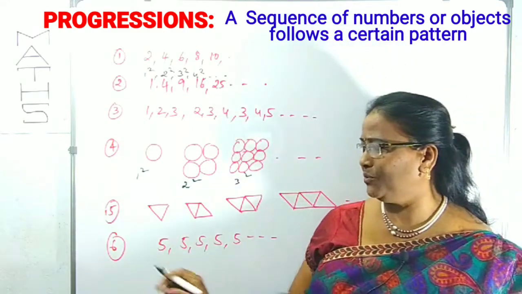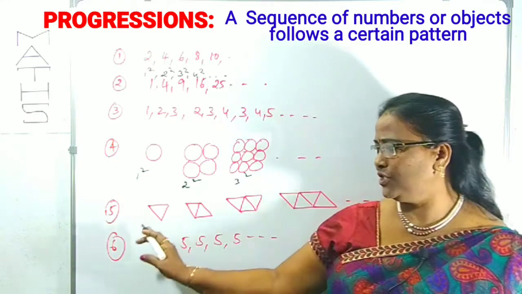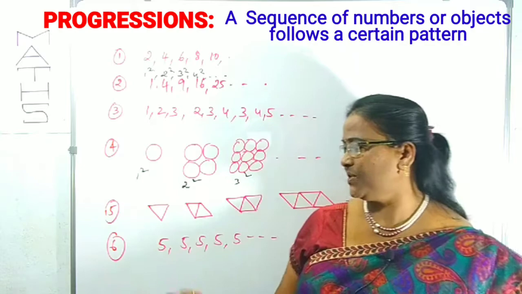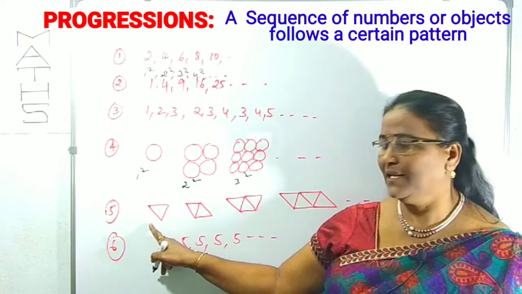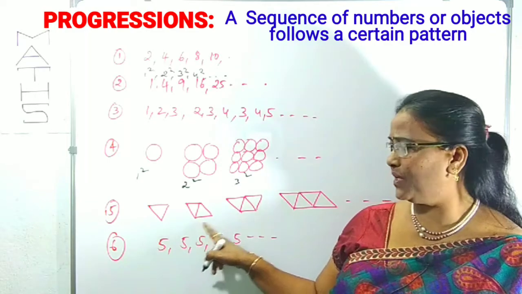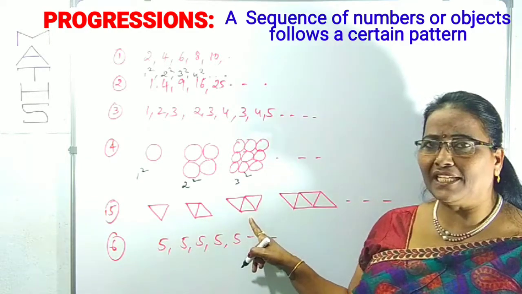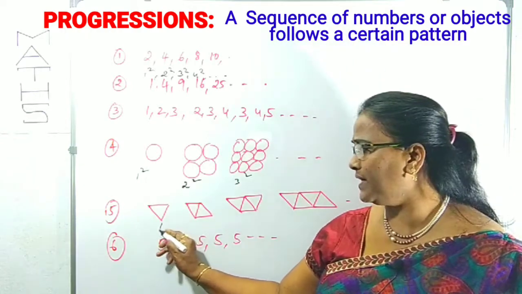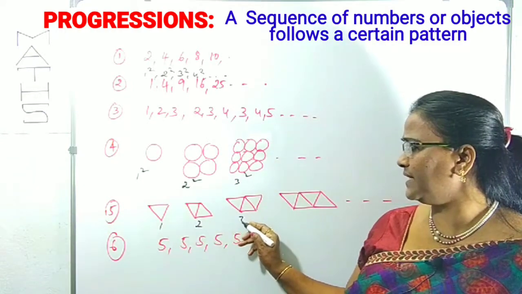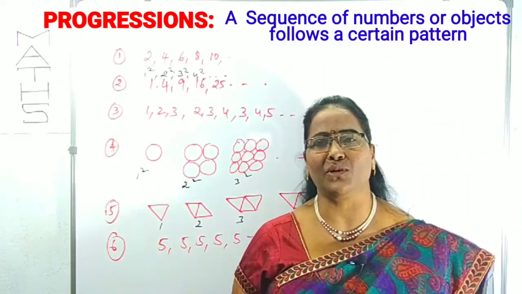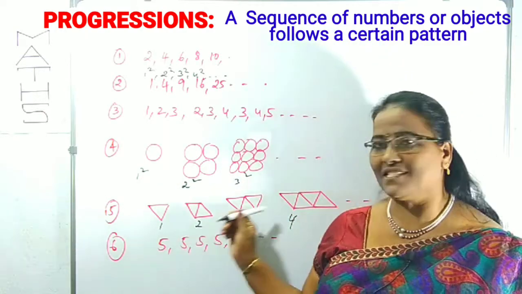Clear? Now we can come to the fifth question. In the fifth question, what you can observe is that there will be triangles. So this is one triangle. Next, it becomes 2 triangles, now 3 triangles, then 4 triangles. So there will be 1 triangle, 2 triangles, 3 triangles, 4 triangles, and so on. This is also one of the examples for progressions.